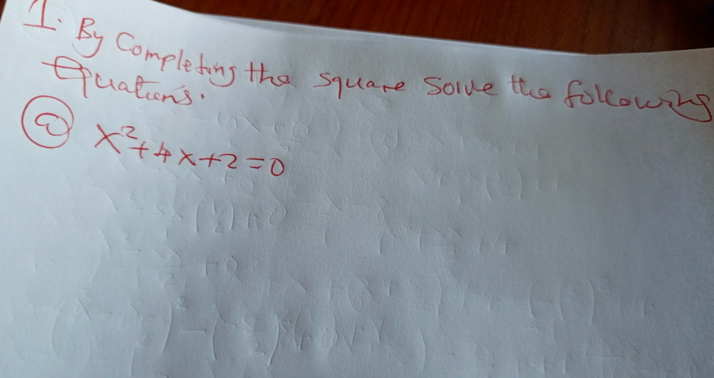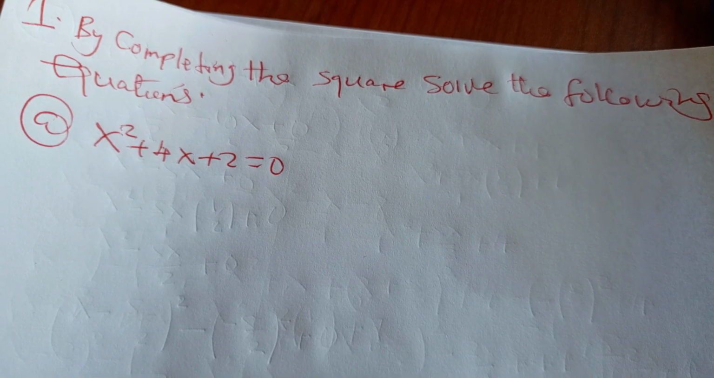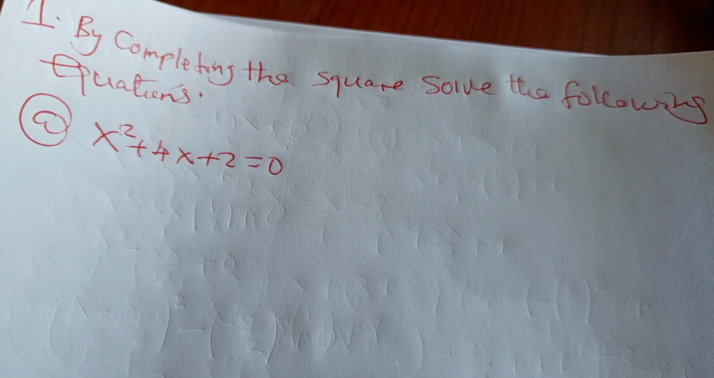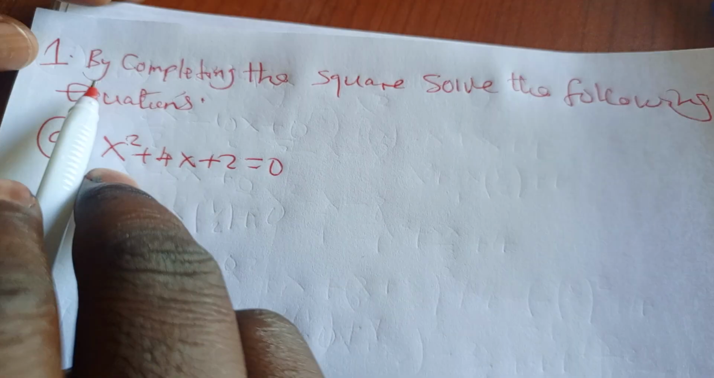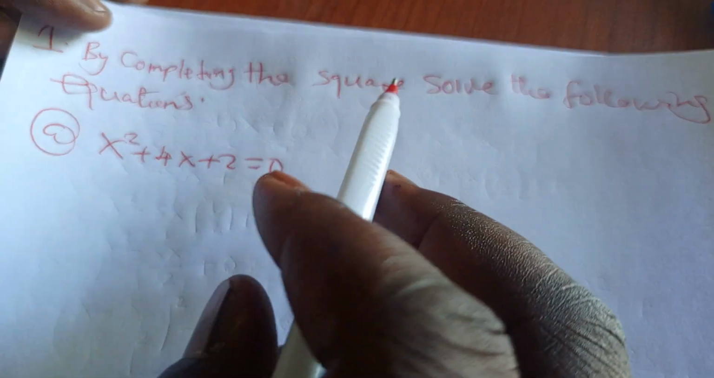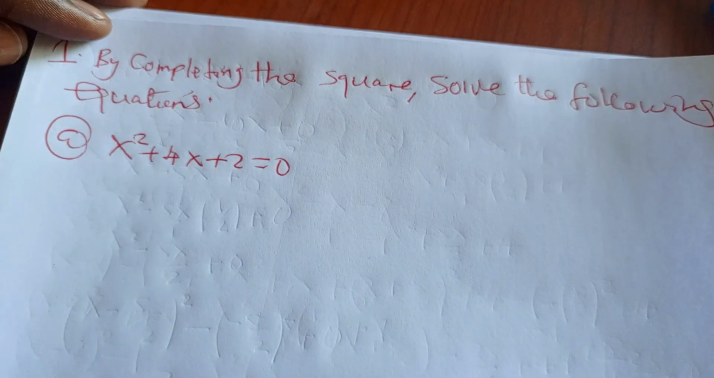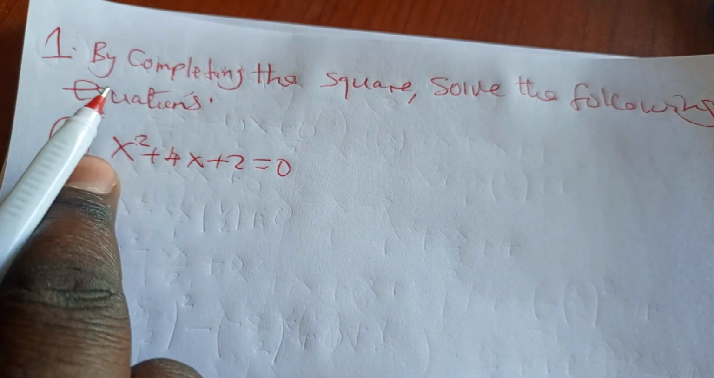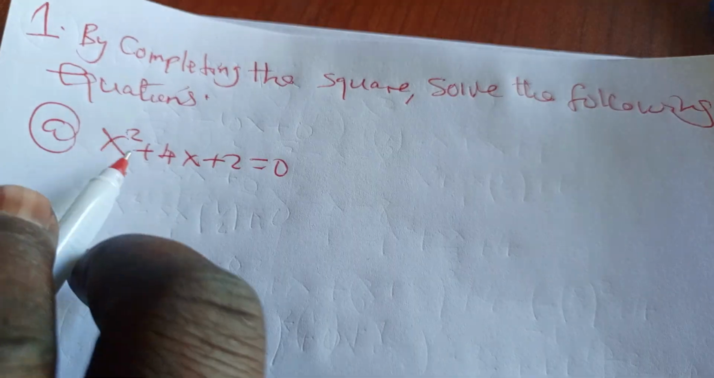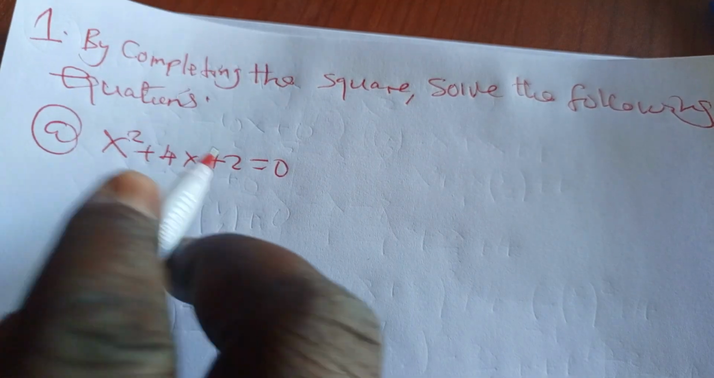So with me here is mathematics and equations using the completing the square method. So the first question is: by completing the square method, solve the following equations. The first equation is question A, which is x squared plus 4x plus 2.